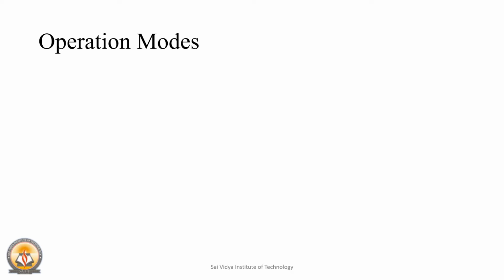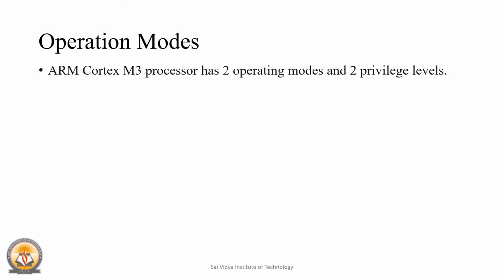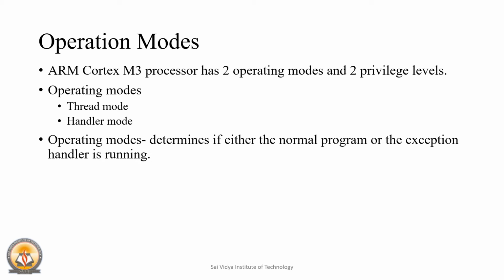So the next topic is the operation modes. The ARM Cortex-M3 processor has 2 operating modes and 2 privilege levels. The operating modes are named the thread mode and the handler mode, and the operating mode determines if a normal program or an exception handler is running in that particular processor.